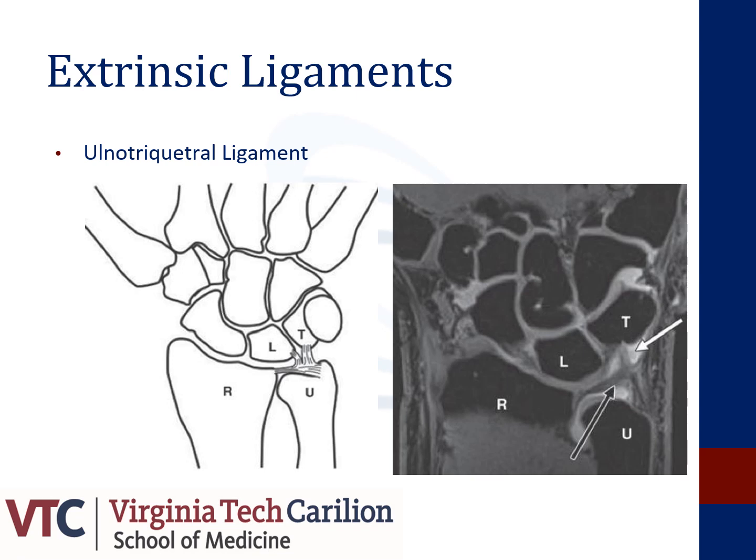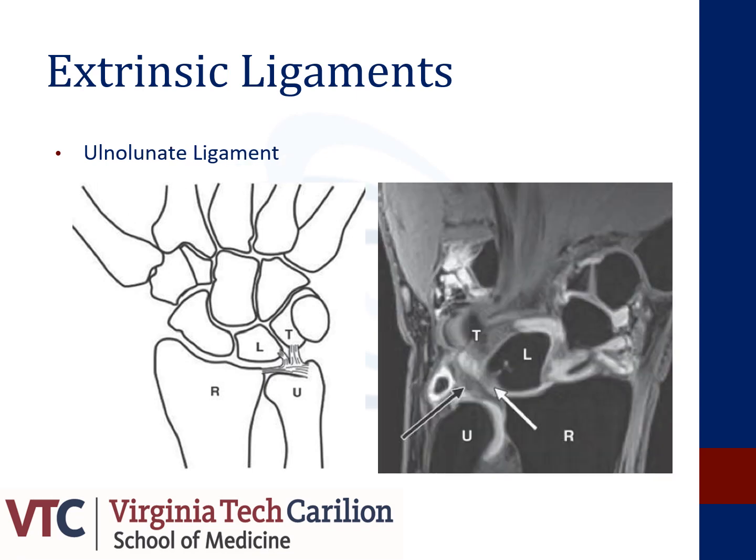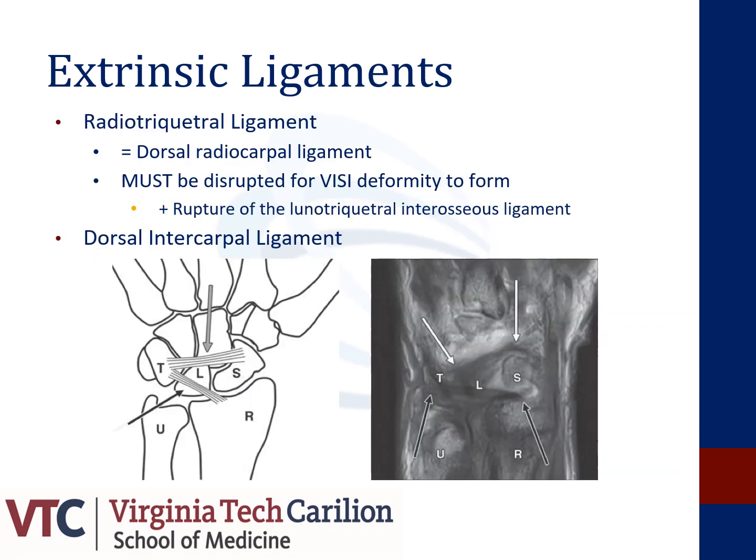The next two slides will depict the ulnotriquetral ligament and the ulnolunate ligament. Both originate on the ulna and insert on their respective carpal bones. Again, just demonstrating the ulnolunate ligament. This will be our final slide on extrinsic ligaments.